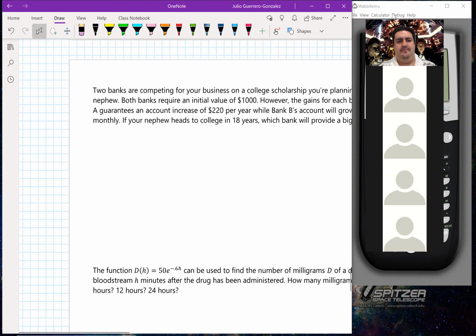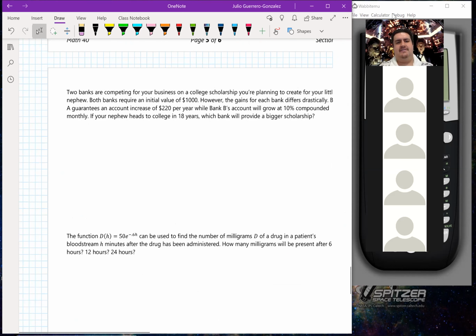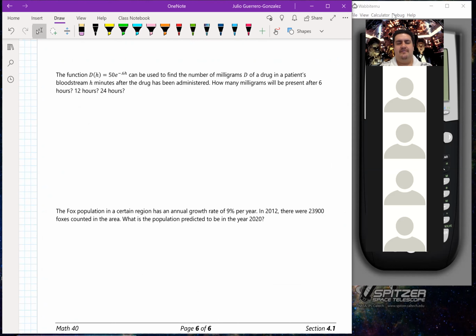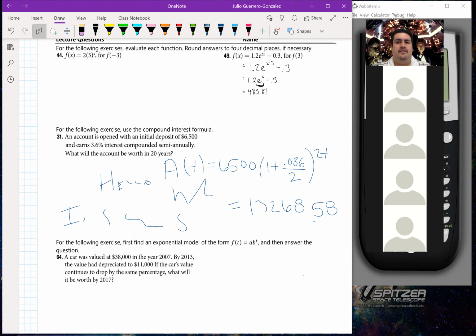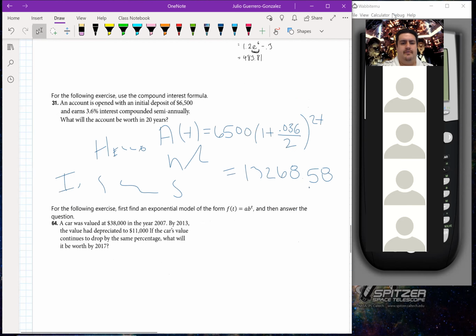Yeah, so for the function, DH equals 50E. Is it similar to the ones we did above, kind of like the one on 31 and 64, or like the first one on 64? Do you do a similar thing? Yeah, you are just plugging in the values for the function.